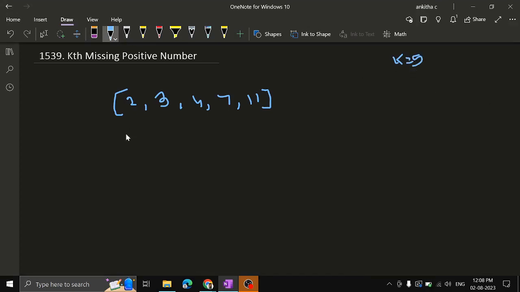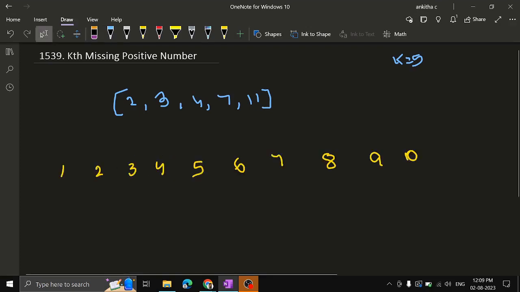If you see the numbers from 1 to 11, let me write the numbers 1, 2, 3, 4. Here are the numbers from 1 to 11. Is 1 present in the array? No. So the first missing integer will be 1. Next, 2 is present, 3 is present, 4 is present, 5 and 6 are not present. So this will be the first missing integer, second missing integer, third missing integer.